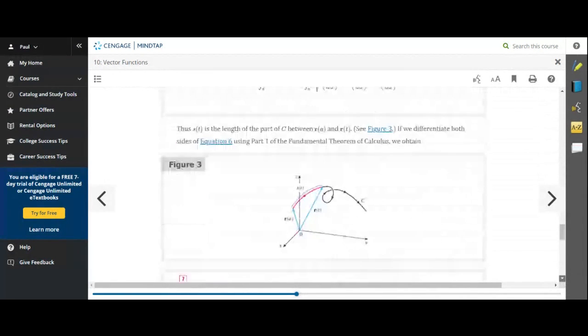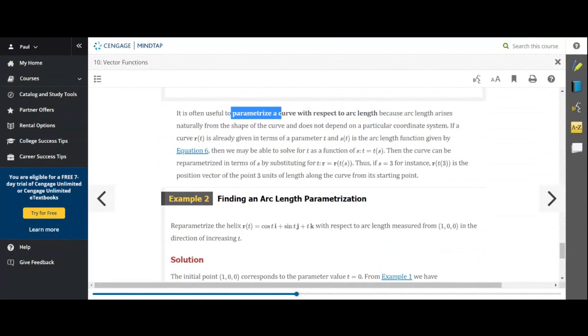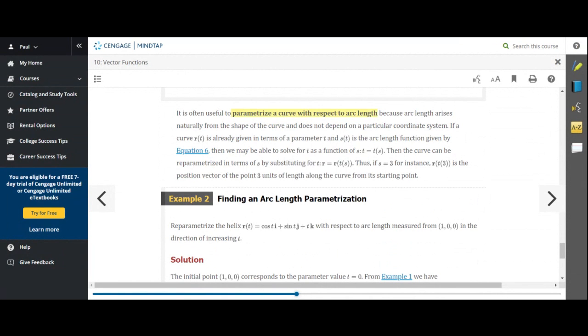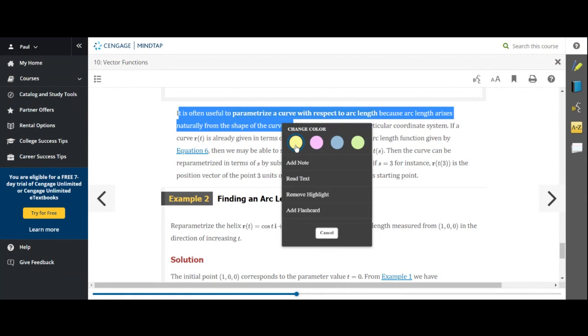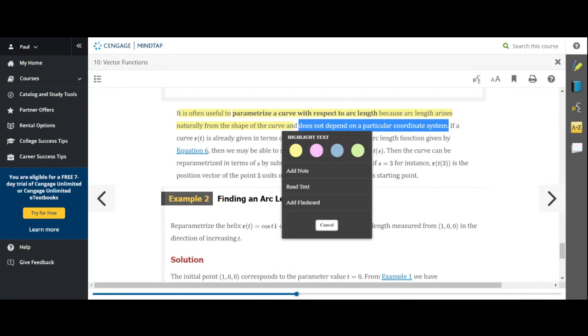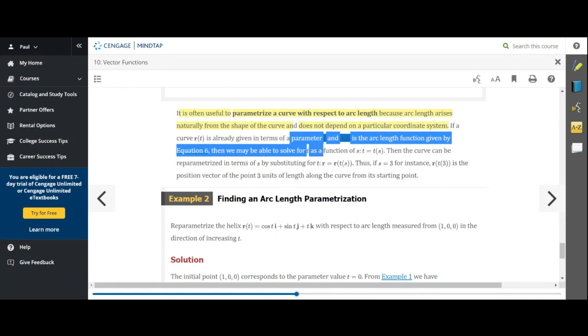So moving on in section 10.3, they make a comment here about parameterizing a curve with respect to arc length. To be honest, it's not something I've done in my work in math, but they say it's often useful to parameterize a curve with respect to arc length because arc length arises naturally from the shape of the curve and does not depend on a particular coordinate system.